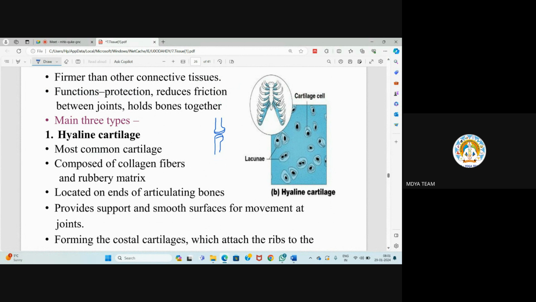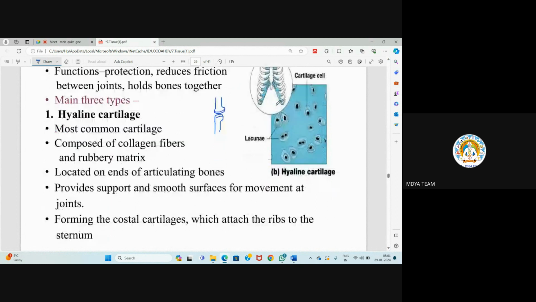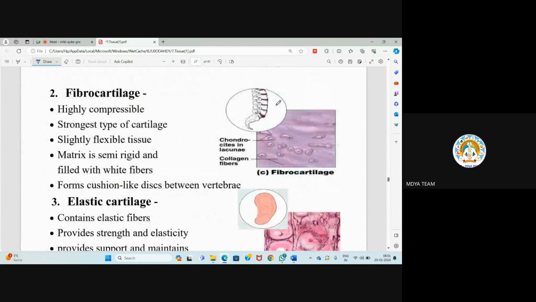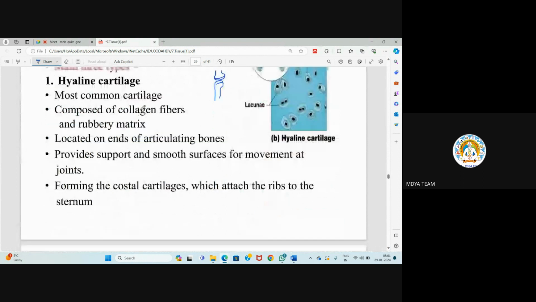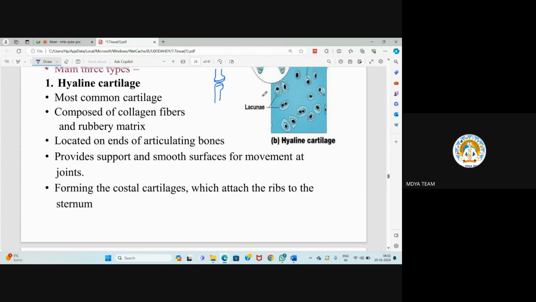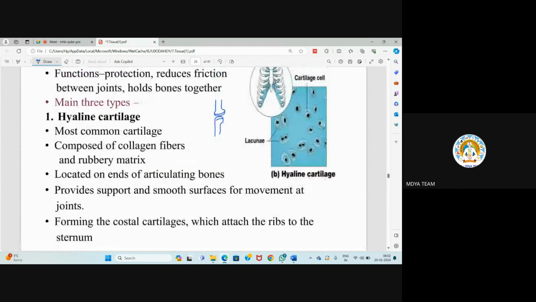Cartilages are a type of connective tissue. And there are three main types of cartilage: hyaline cartilage, fibrocartilage, and then elastic cartilage. We have already discussed hyaline cartilage. This is the most common cartilage, composed of collagen fibers and rubbery matrix. We can find it in articulating bones, providing support and smooth surfaces for movement at joints, forming the costal cartilage, which attaches ribs to sternum.